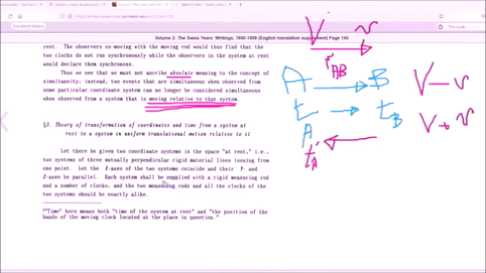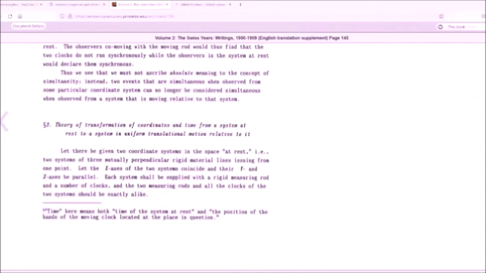Each system shall be supplied with a rigid measuring rod and a number of clocks, and the two measuring rods and all the clocks of the system should be exactly alike. Time here means both time of the system at rest and the position of the hands of the moving clock located at the same place in question. So now this is the same experiment, but he makes it in 3 dimensions.